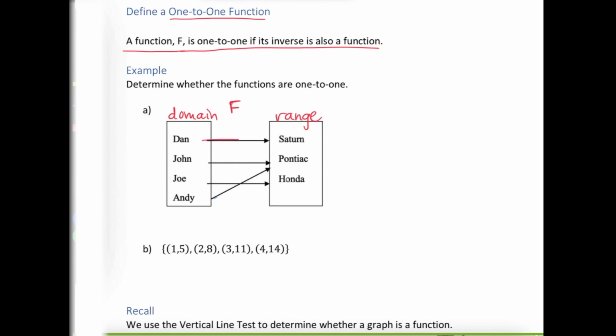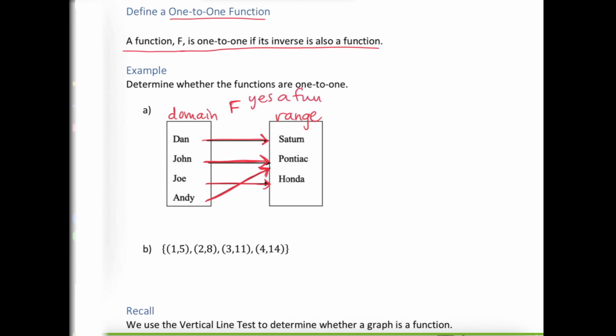When we go from one area to another, the area that we travel from is the domain, and the area that we travel to is the range. So with this relation, we say, yeah, that's a function because each of the domain elements only goes to one y element. Now notice both John and Andy go to the Pontiac, but that's okay in a function. It's okay for two domain elements to go to the same range. We just can't have one domain element going to two different ranges. And then Joe goes to the Honda.